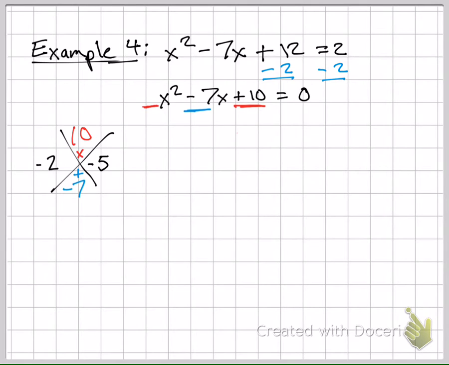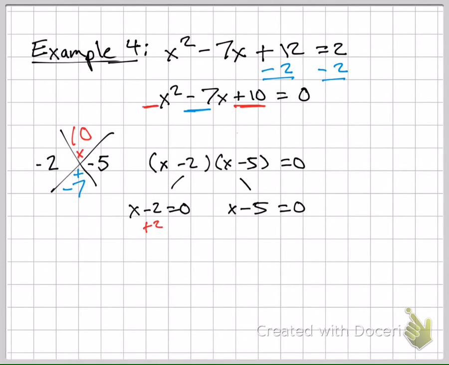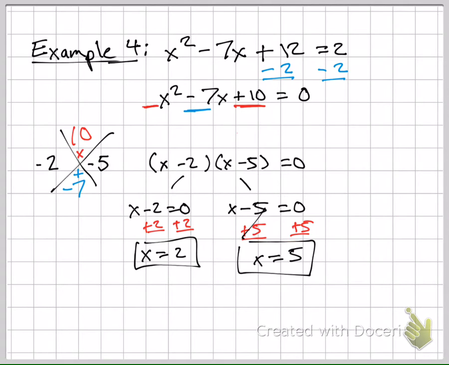All right? So again, from here, it's simple. Just set up our factors and put it equal to 0. Split them up and solve. So in this case, they are negative. So instead of subtracting, I'm going to add 2 to both sides. That gives us x equals 2. And then over here, I'm going to add 5 to both sides. That gives us x equals 5.